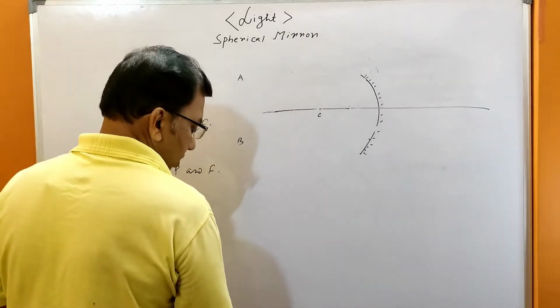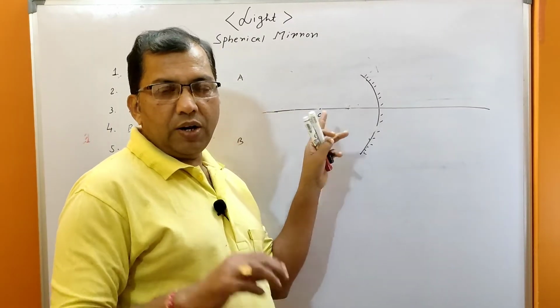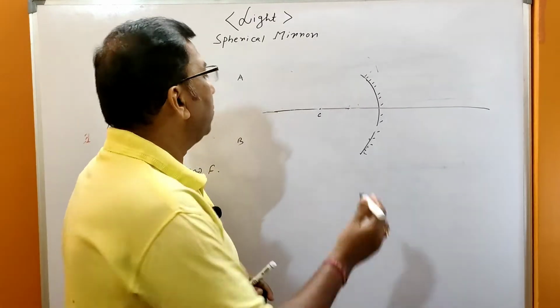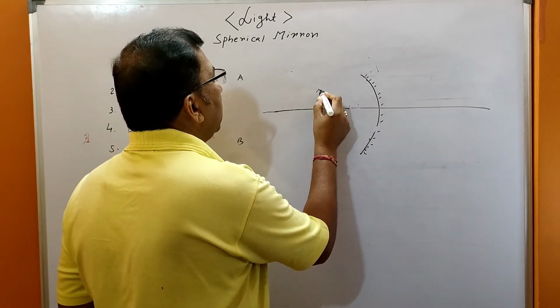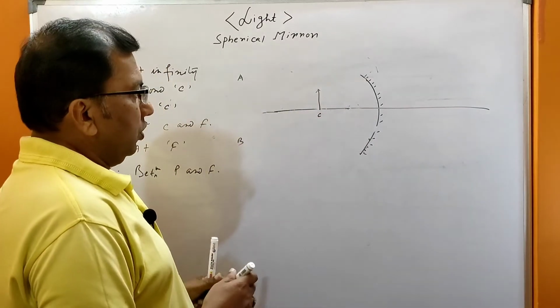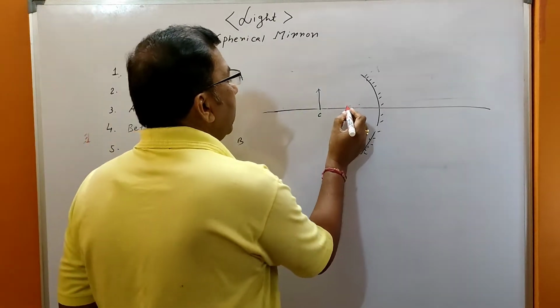Suppose an object is at the center of curvature. So what will be the image? Suppose an object is at the center of curvature. It is there. Clear? So what are the rules?